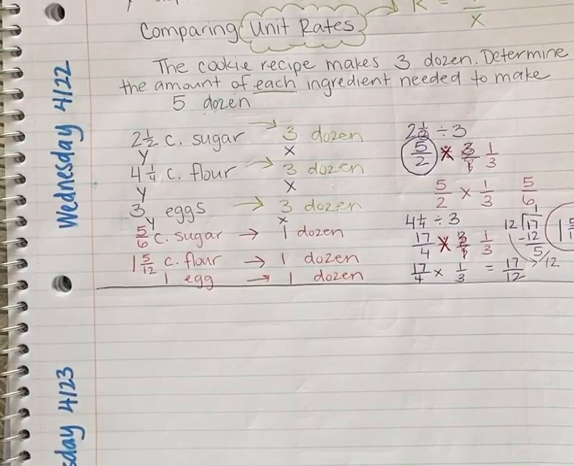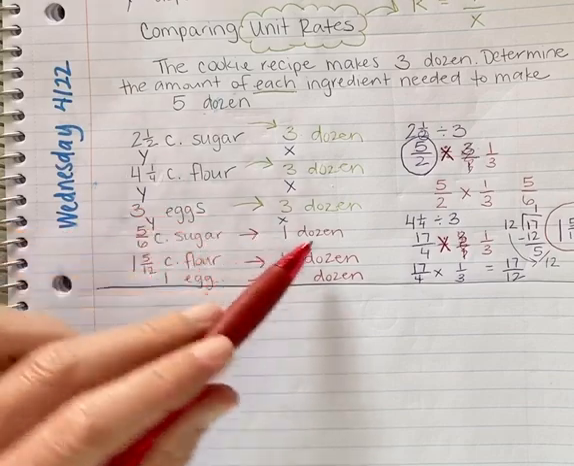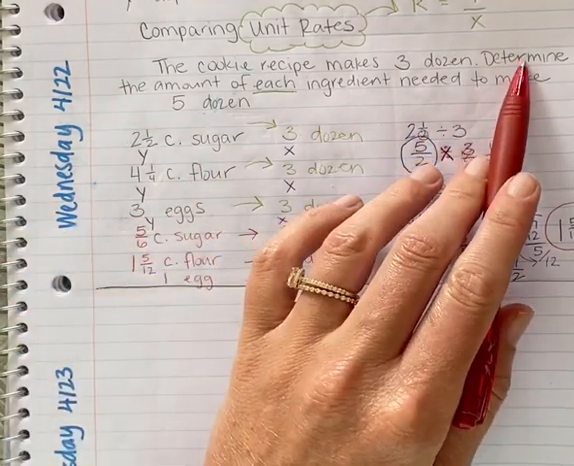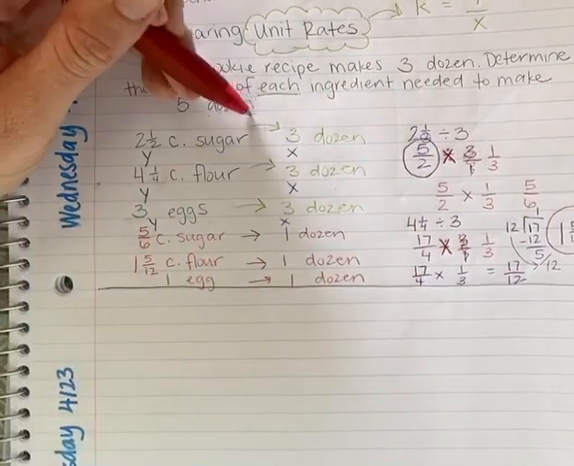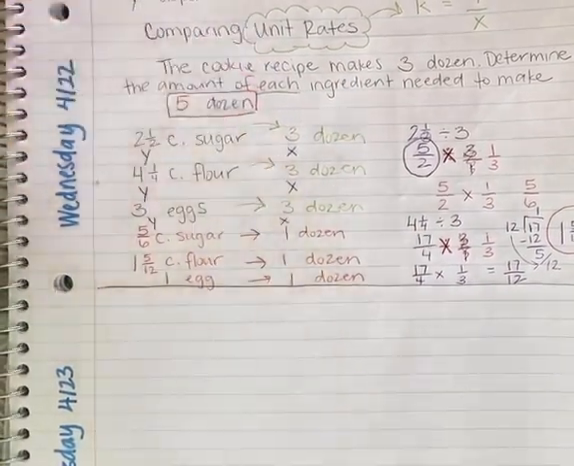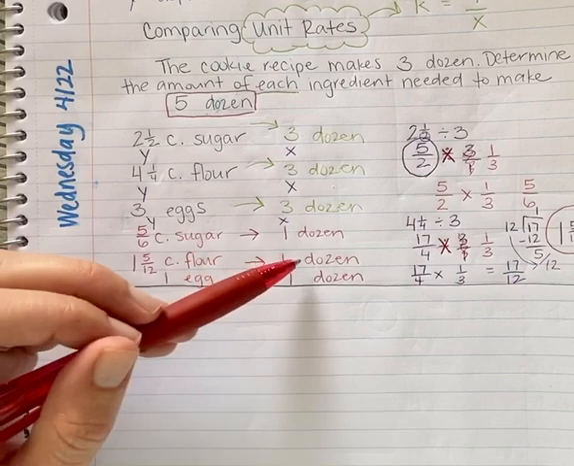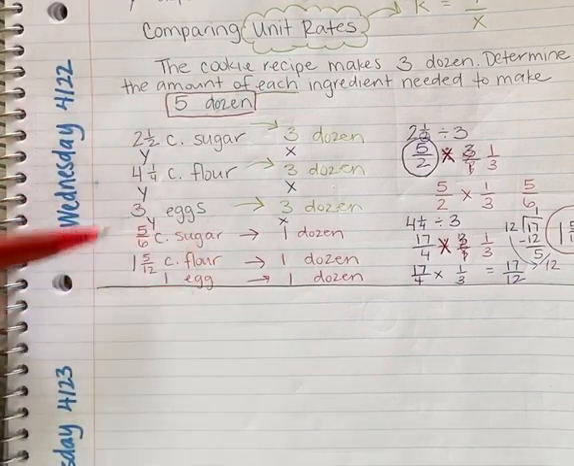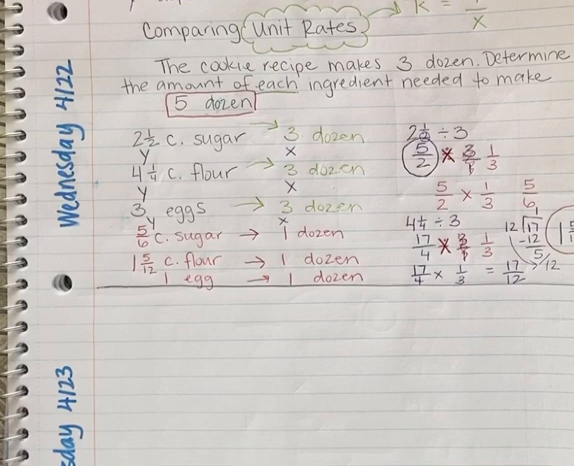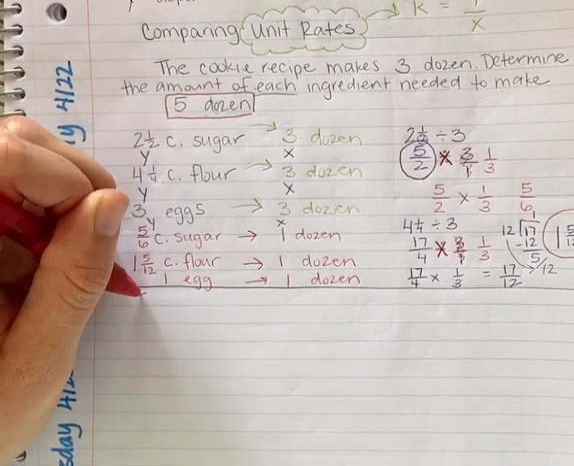No. I just found out the ingredients that will give me 1 dozen, but remember my question says determine the amount of each ingredient needed to make 5 dozen. So if these are my ingredients to make 1 dozen, if I want to figure out what 5 dozen would be, I would simply multiply all these numbers by 5. So I'm going to take a little bit of Thursday's space. Let's start with our sugar.